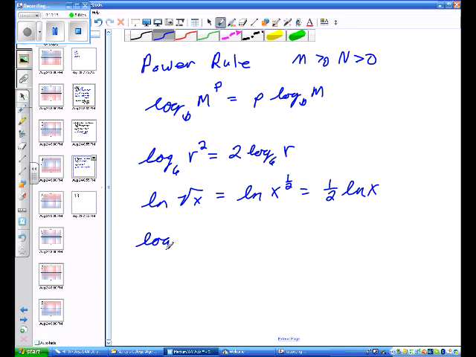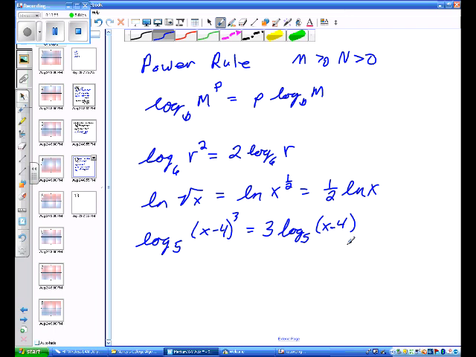If we had log base 5 of x minus 4 cubed, this would be equal to 3 times the log base 5 of x minus 4. Now, one of the things you need to be careful of, we don't have a rule for subtraction or addition. This is considered to be one factor. That's why it was in parentheses. It's one number, so we can't break it up into more than one term. So we would keep it in parentheses.